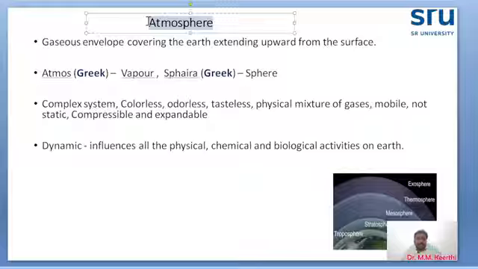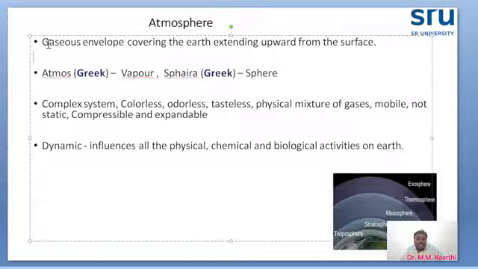Before discussing the different compositions, first we need to know what is meant by atmosphere and what its uses are. Atmosphere is nothing but a gaseous envelope covering the Earth, extending in the upward direction. So the gaseous portion covers the Earth and extends upward from the surface. Atmos is a Greek word meaning vapor. Sphere is also a Greek word. So the word atmosphere is derived from Greek.